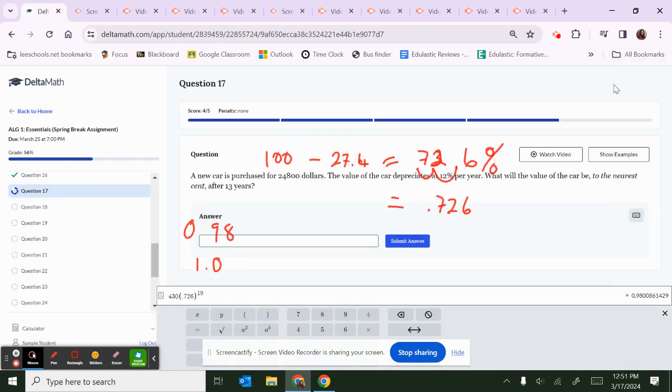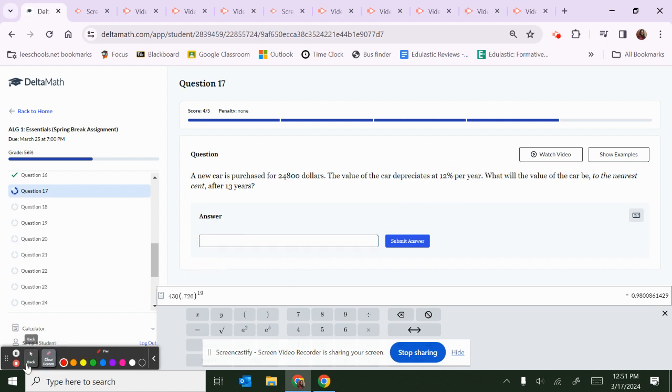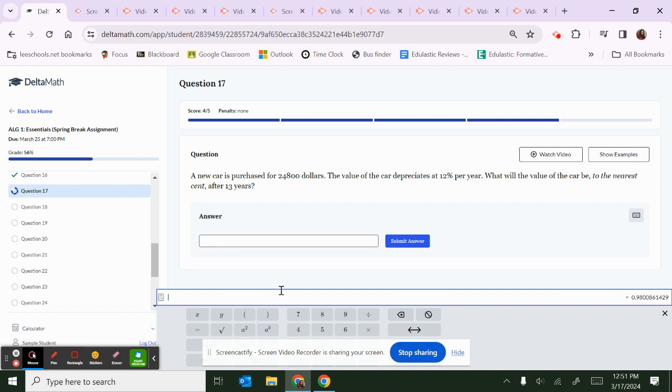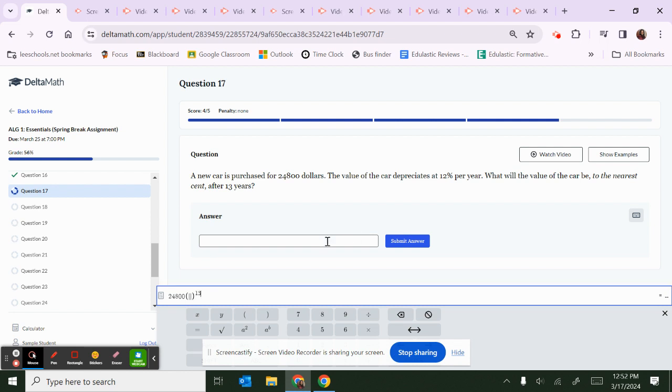Okay? So final question, guys. Because once you do 5, it'll be a good little refresher. Let me clear everything away from here. So I have 24,800 as my initial, because that's the amount the car was at before it started to depreciate. What do you think represents your time? Your time is the 13 years, because that's the number of years it's depreciating for that you want to find out what the value would be.